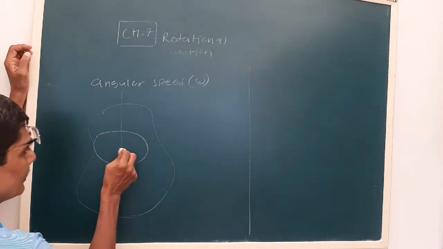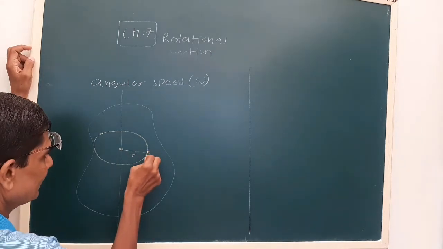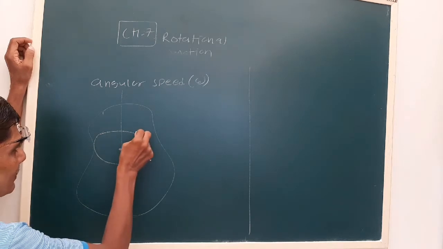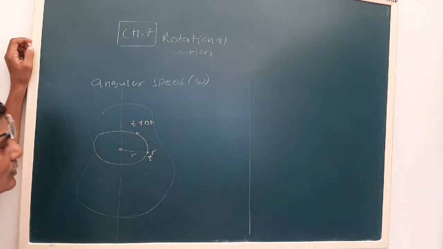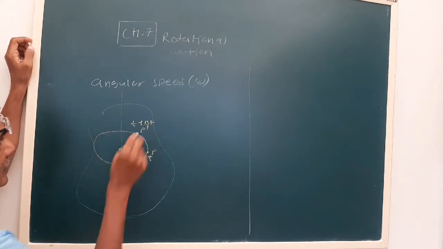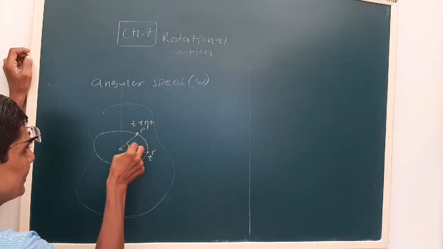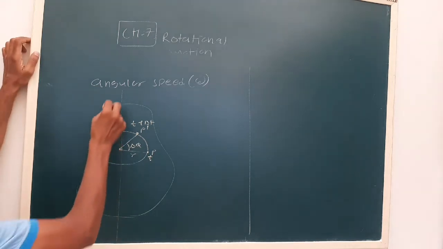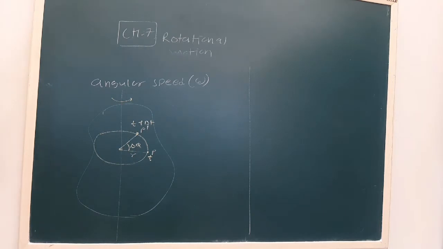Okay, now let us say r is the radius of the circular path. At any instant t the position is here, and after some time t plus delta t, at time t let us say the position is P. It moves on a circular path, and at t plus delta t, the position is P dash. Now let us say the angle traversed is delta theta. Now this is nothing but our axis of rotation.